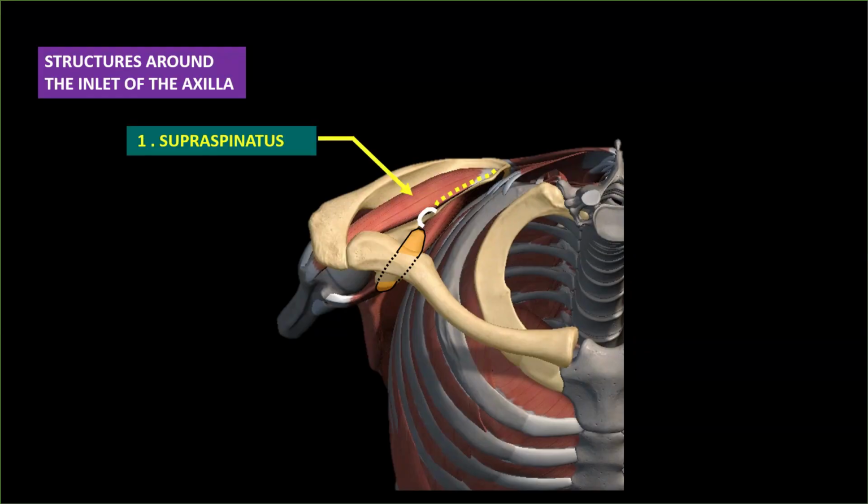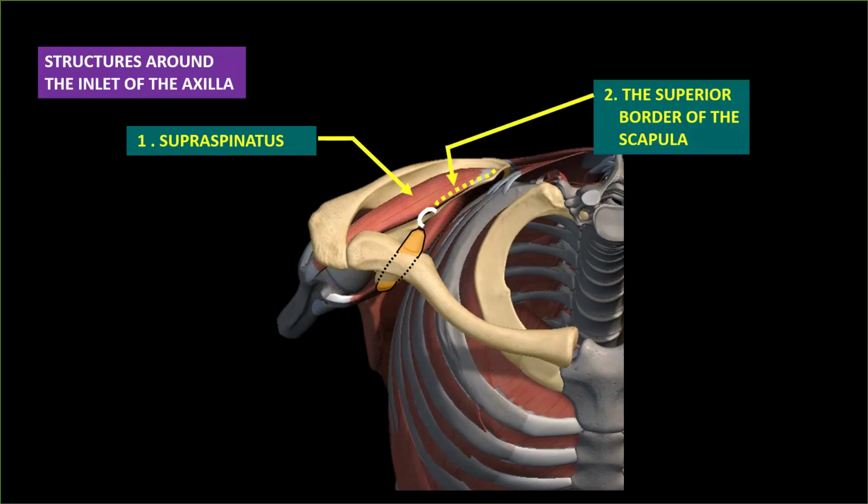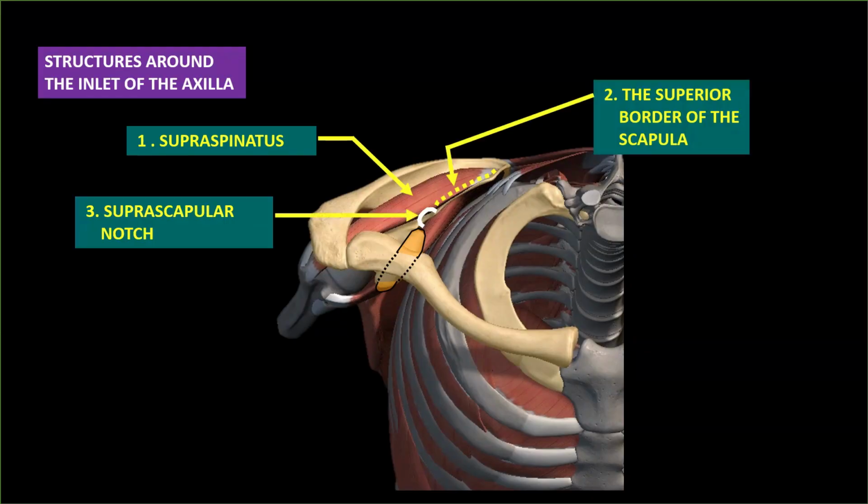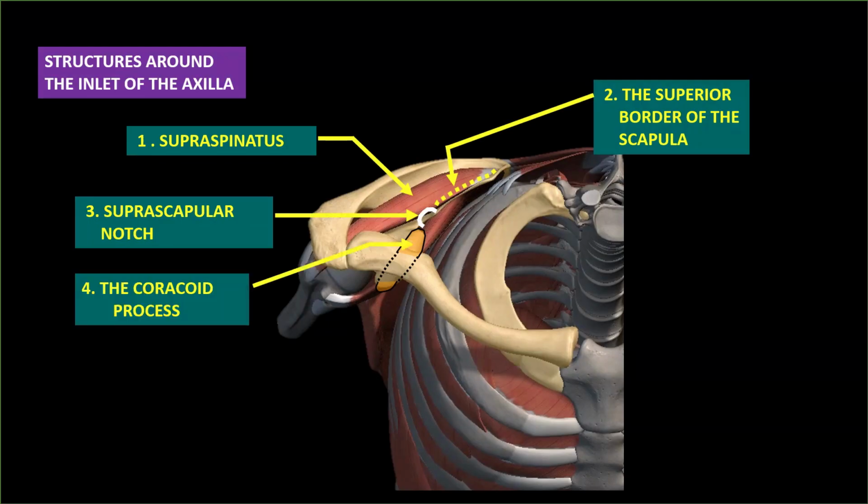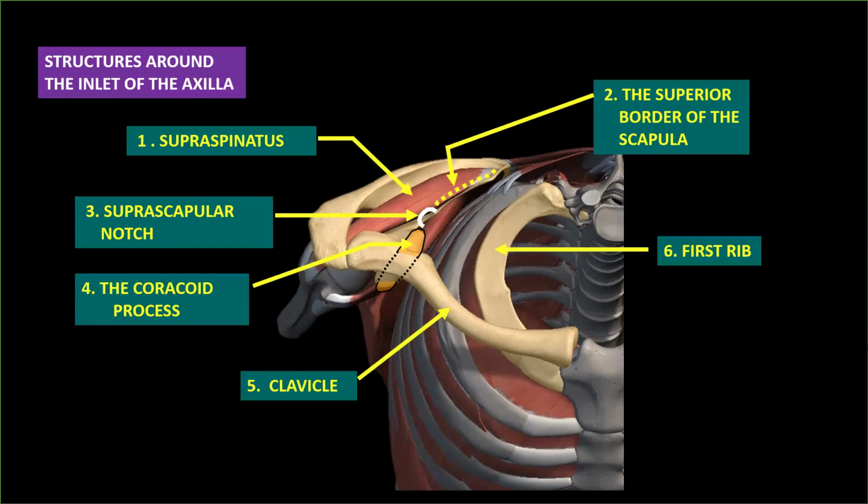1. The supraspinatus. 2. The superior border of the scapula. 3. The suprascapular notch. 4. The coracoid process. 5. The clavicle. And 6. The first rib.